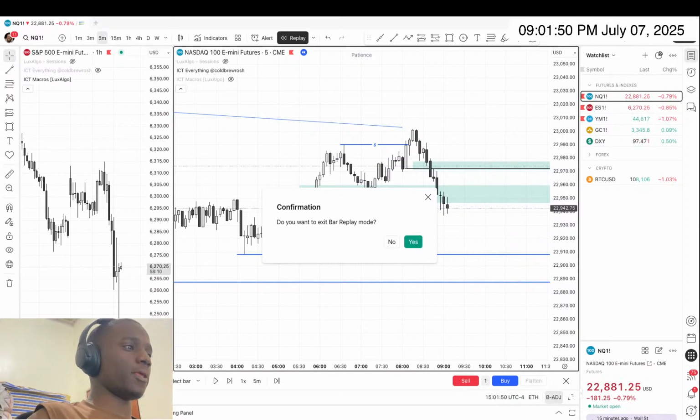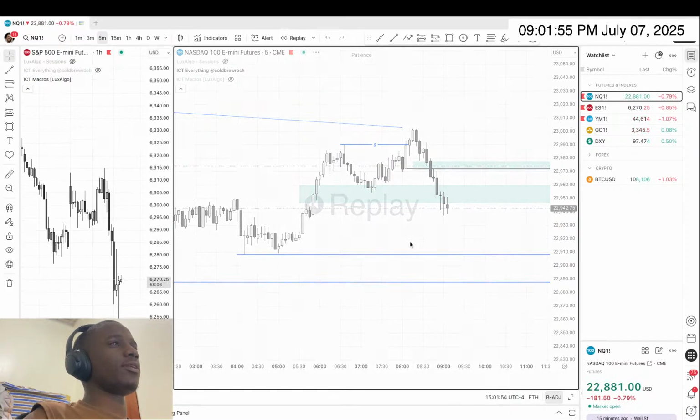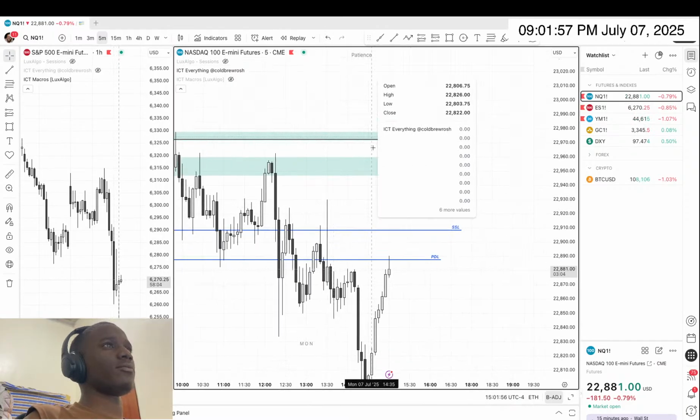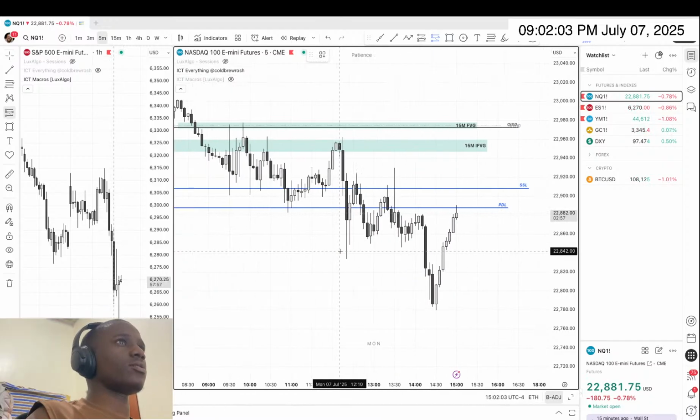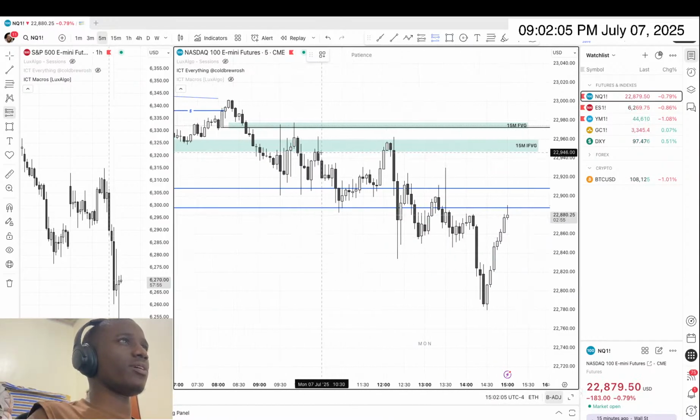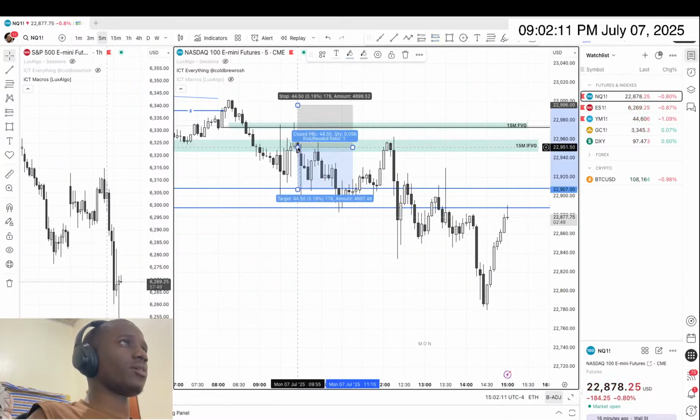Alright, so welcome to today's trade recap. I'm going to show you a trade that I took today on NAS 100. So I basically took this move from somewhere here within the 5 minute. So it was somewhere here, I think. Yeah, somewhere here. This macro right here.